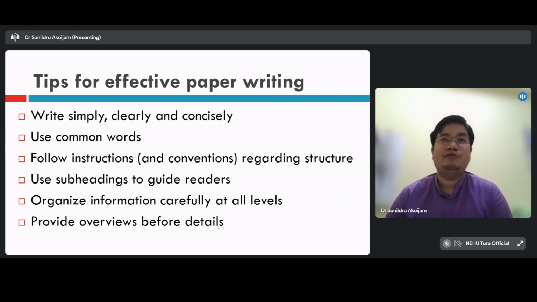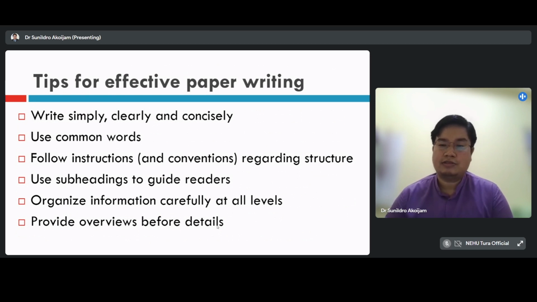Many people think that if you write in very high-fi language or very technical language, the acceptance probability will be high, but that is not the case. Whatever way you write your paper, it should be simple, clear, and concise. Your audience, the reviewer or the editor, should be able to understand. That much you have to take care of. And use common words. Always go for words which are understood by all your target audience.